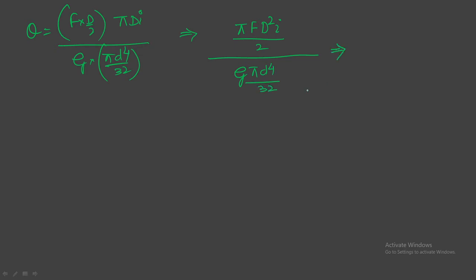If you further cancel this, now this is 16. Okay, so now pi gets cancelled here. So this is equal to 16 F d square into i divided by G d to power of 4. You just cross multiply and get the value.